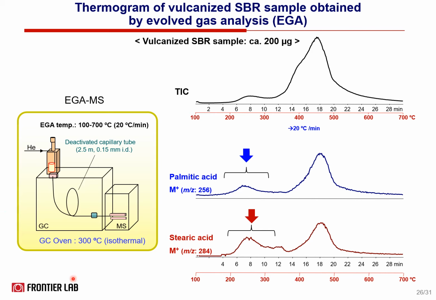The EGA-MS system and the obtained EGA thermograms are shown. The top row shows total ion current chromatogram, TIC. The middle shows EIC of the molecular ion of pyrolytic acid, and the bottom shows EIC of the molecular ion of stearic acid. The peaks of stearic acid and pyrolytic acid were confirmed at 200 to 300 degrees C. Based on this data, the optimal temperature for TD-GCMS was set for the analysis.